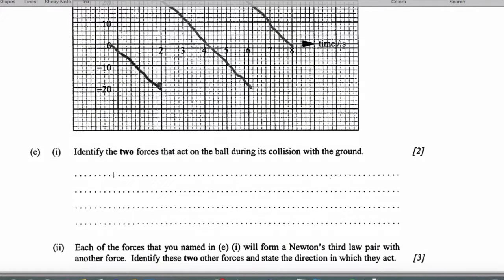So we need our speed to suddenly turn around when we bounce and start going up again. Now it says identify 2 forces that act on the ball during its collision with the ground. So it hits the ground. We're going to have a reaction force going up and the weight force going down.